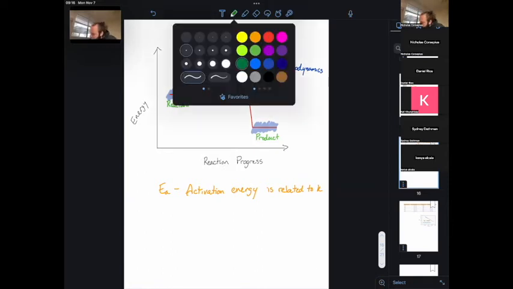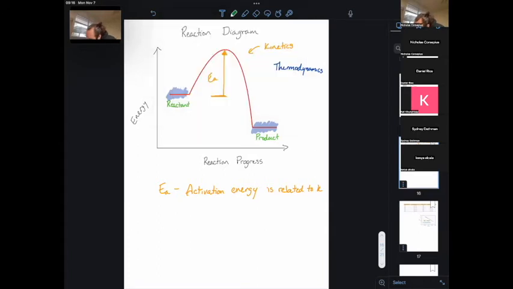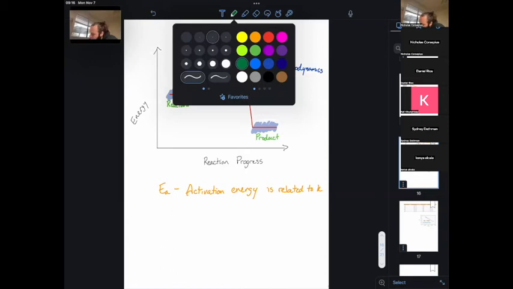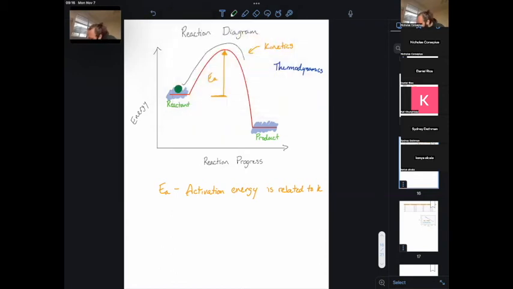So how we think about reactions is as if I had this little marble sitting at this energy level, and it wants to make it over this hump in order to get to the product side. The size of that hump, the amount of energy that has to be overcome, is going to be proportional to the rate of that reaction.